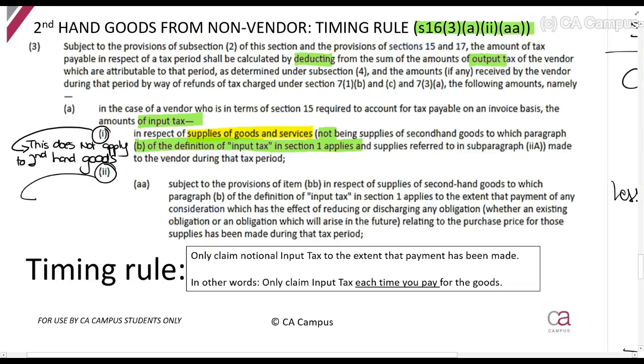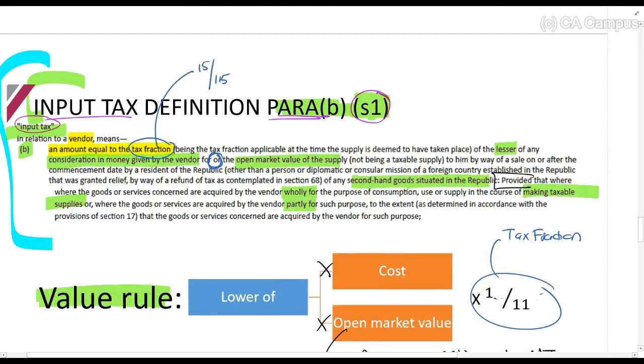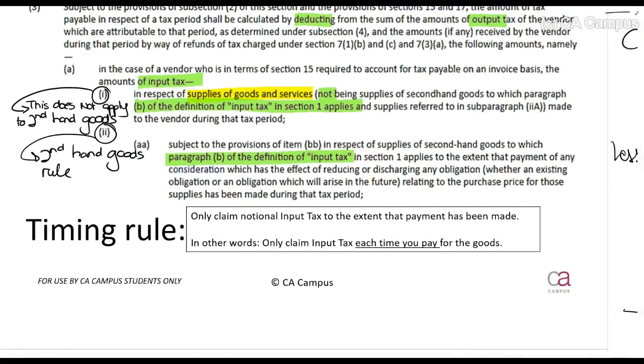Here's the special rule. This is the second-hand goods rule. It says, subject to the provisions of item BB, in respect of supplies of second-hand goods to which paragraph B of the definition of input tax applies. Right, so remember, paragraph B of the definition of input tax is what we looked at here. So they say, if this section applies, this is what you must do. They say you can claim the input VAT to the extent that payment of any consideration which has the effect of reducing or discharging any obligation relating to the purchase price has been made.